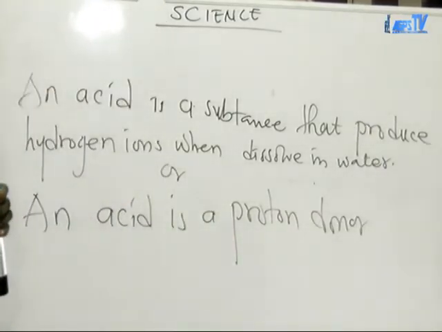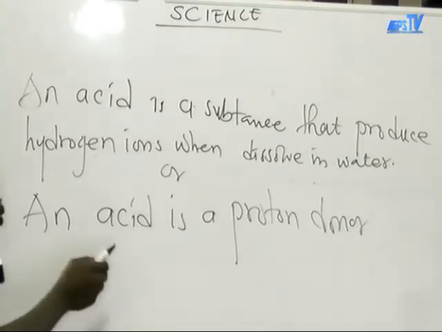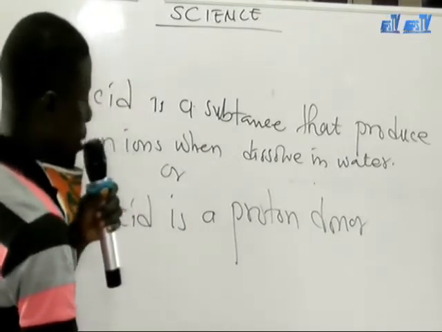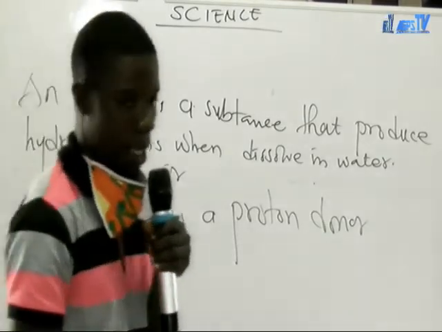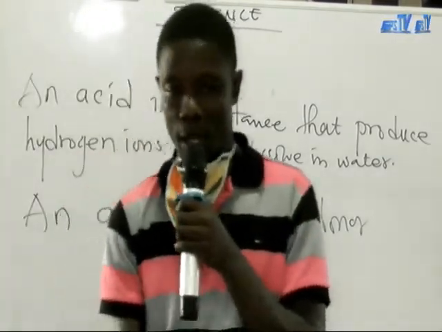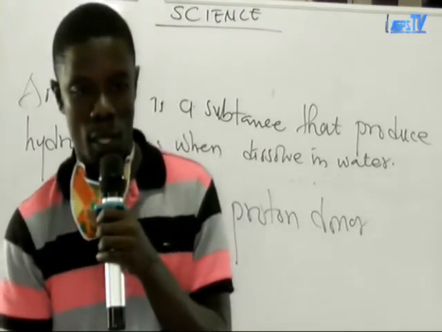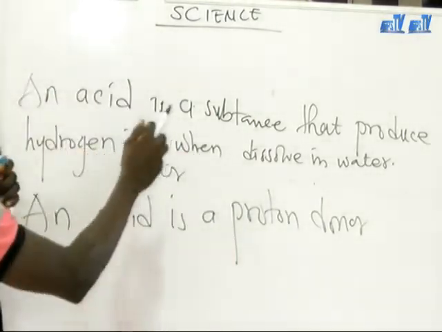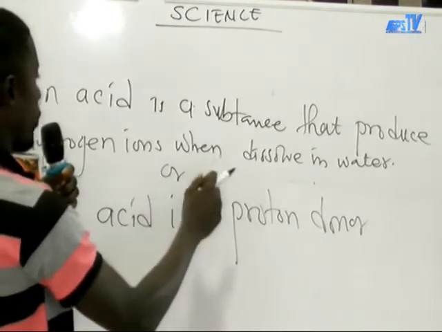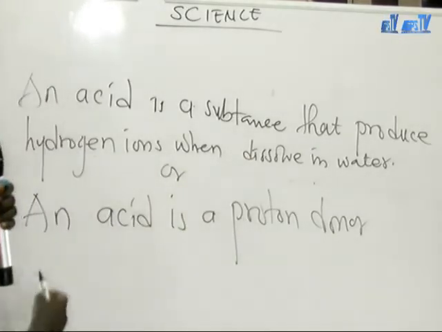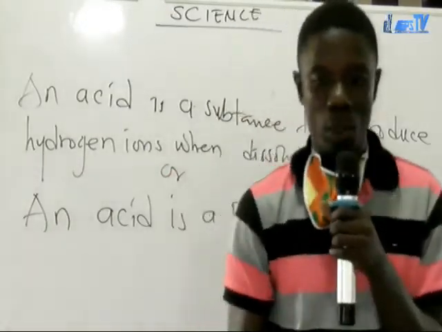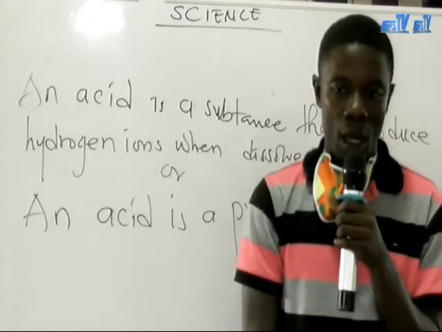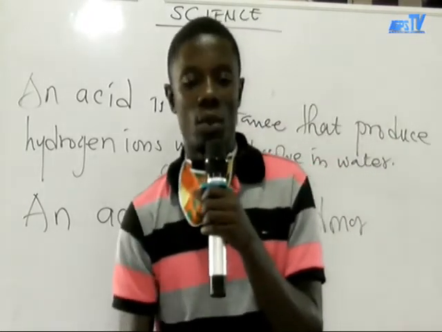If you take any of the definitions of an acid, it is accepted. So an acid is a proton donor. This is another definition of an acid. The first one: an acid is a compound that turns blue litmus paper red. Another definition on the board: an acid is a compound that produces hydrogen ions when dissolved in water. Or an acid is a proton donor. You can take one of the definitions. I have given you three definitions of an acid. Now let's go to examples of an acid.